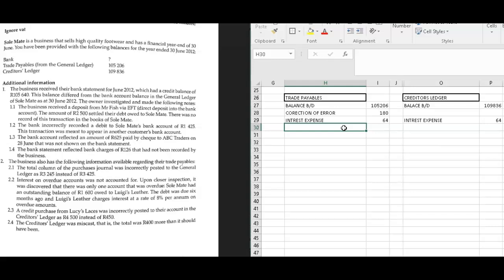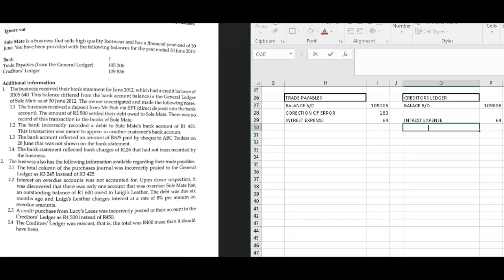Let's see the third one. So 2.3, a credit purchase from Lucy Laces were incorrectly posted to their account in the creditors ledger. So straight away we're only dealing with the creditors ledger. At 4,500 instead of 450, we charged her too much. Think about it. It's supposed to be 450, but you charge that lady 4,500. So that's too much, right? So basically we have to bring this 4,500 down to 450. We overcharge. So we overcharge. For us to bring it down, we have to minus.